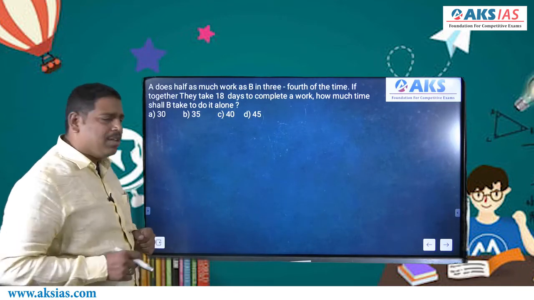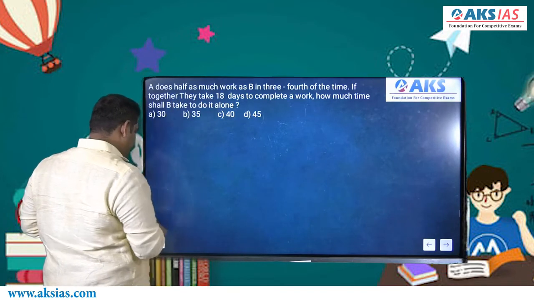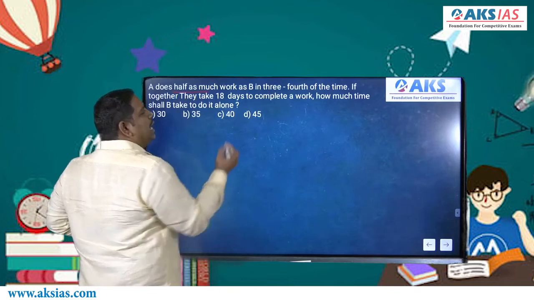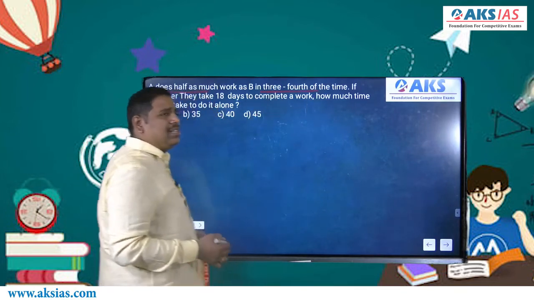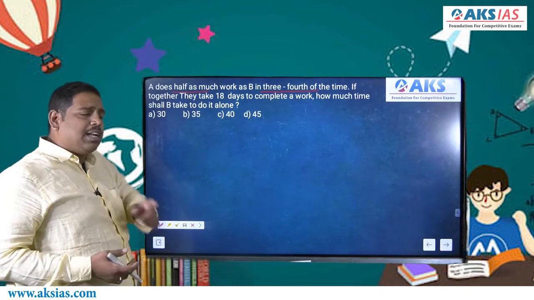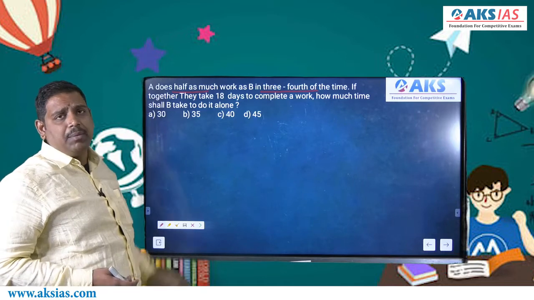Sir, observe here. Work is mentioned, half work. And time is also mentioned. Since he mentioned work and time, more number of variables are becoming, right? Then go with M1, D1, W1, that concept. Then the problem will become easy.